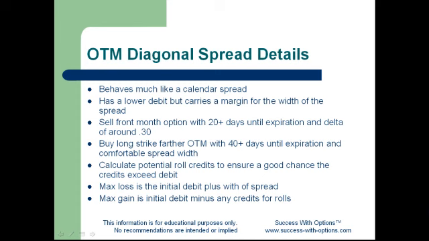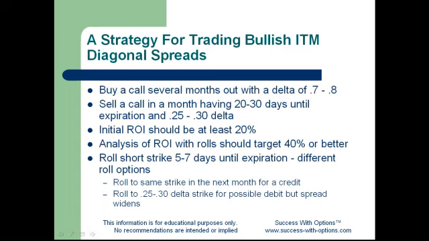Let me wrap up this overview with a quick discussion of a strategy for trading a bullish in-the-money diagonal spread. You'll want to buy a call several months out with a delta of 0.7 to 0.8. At the same time, you'll sell a call in the month having between 20 and 30 days until expiration and having a delta of between 0.25 and 0.30. Your initial ROI should be at least 20% to make sense. That means the width of the spread minus the initial debit should yield a 20% initial profit.